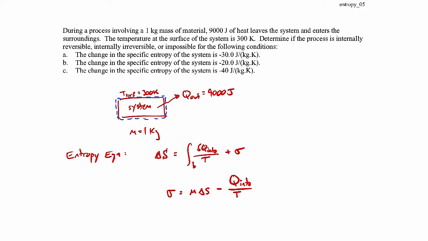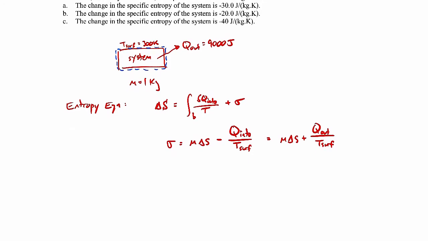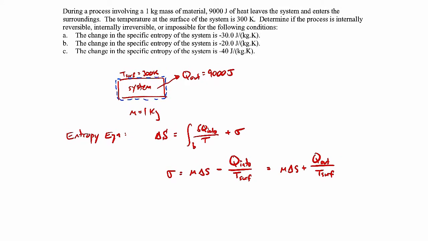The temperature where the heat transfer is occurring is right at the surface. So the temperature there is the surface temperature. So I'll make a note of that. And since I wrote this in terms of Q out, I'll just change my sign here and put it in terms of Q out. All right, we're given some data here, so let's go ahead and plug that in. So we're given that it's 1 kilogram of material, and we're told that we're dealing with 9,000 joules, and the temperature was 300 Kelvin.